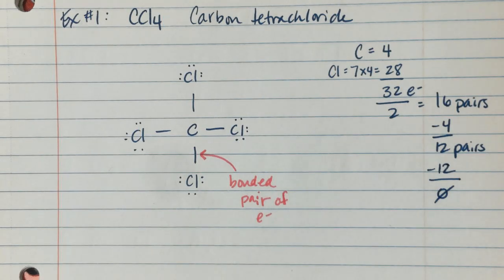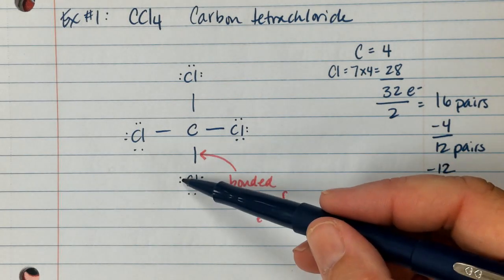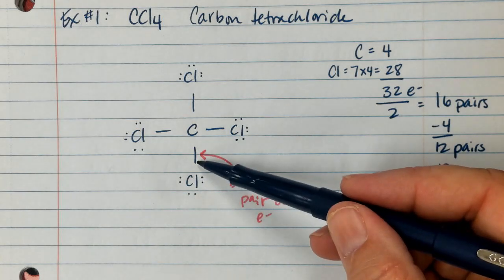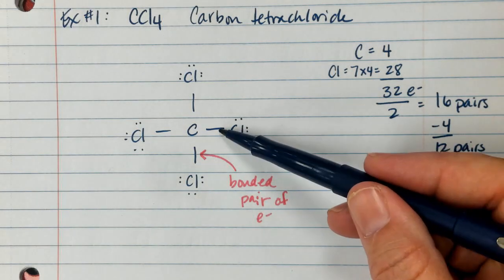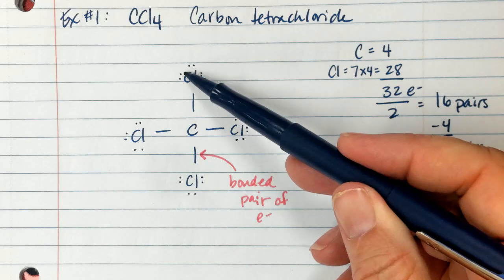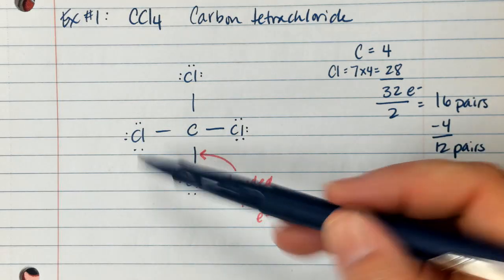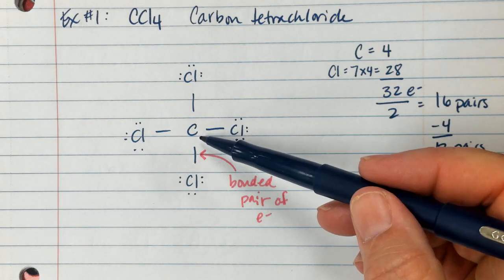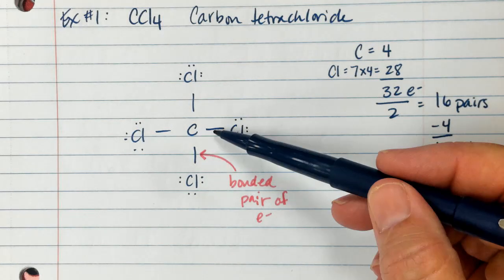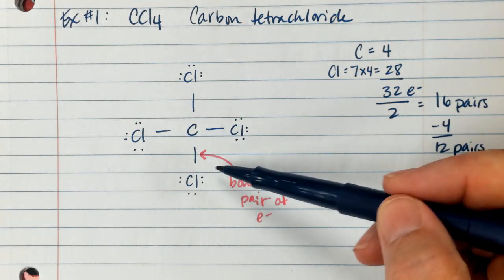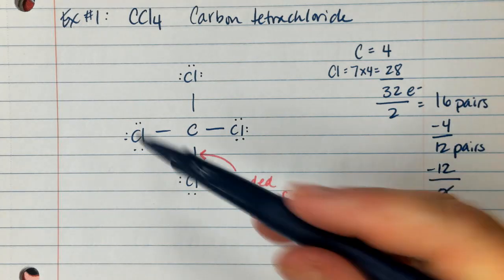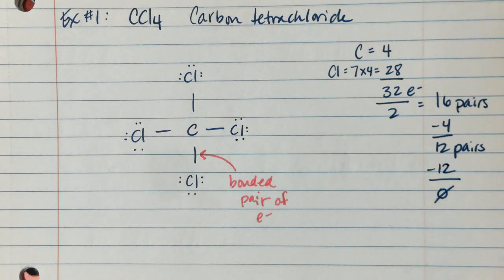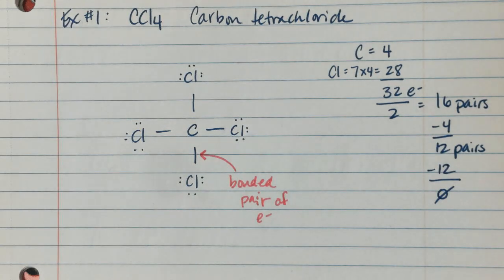Okay? So every chlorine has 1, 2, 3, 4 pairs. Every chlorine feels like it has 8 electrons around it. What about this carbon in the middle? It has 2, 4, 6, 8, or 4 pairs around it, so it's satisfied. Everybody's happy here. We say happy. We know they're not really happy. They don't have feelings, but they're satisfied.